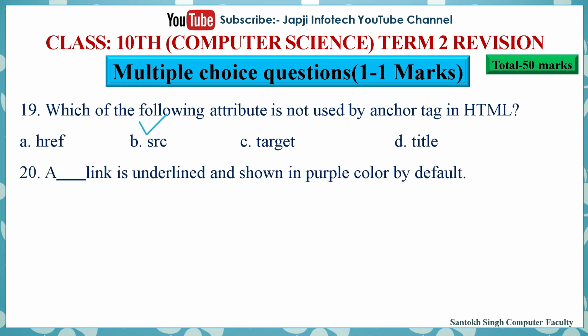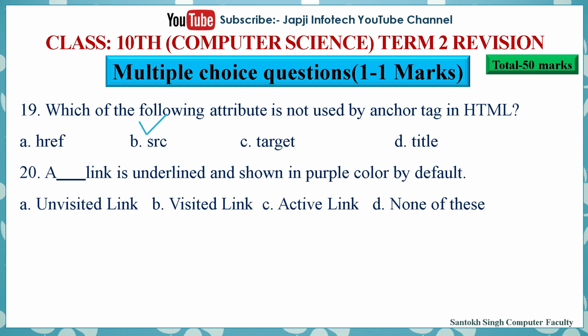And 20th question is a dash link is underlined and shown in purple color by default. And their options are unvisited link, visited link, active link, and the last one is none of these. And the right answer is a visited link is underlined and shown in purple color by default.